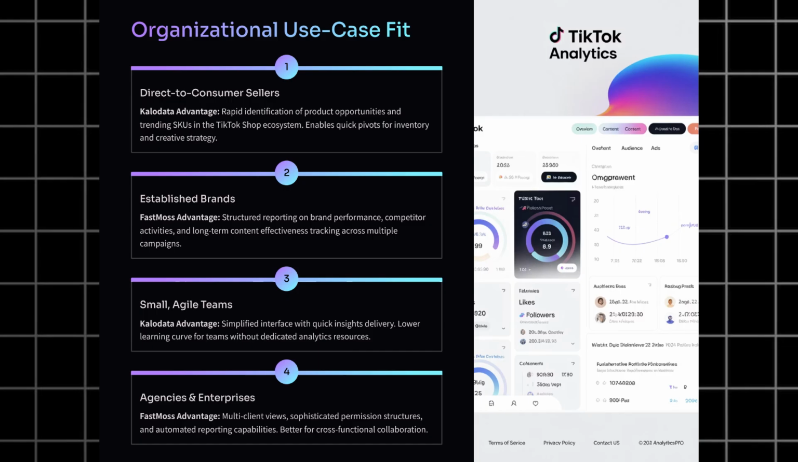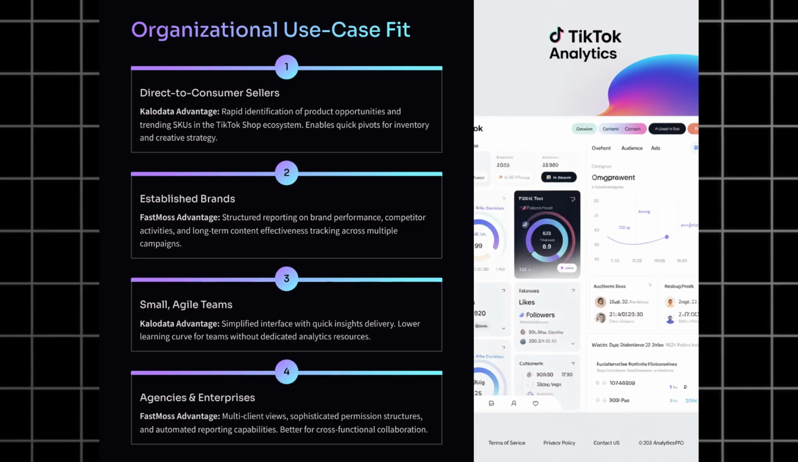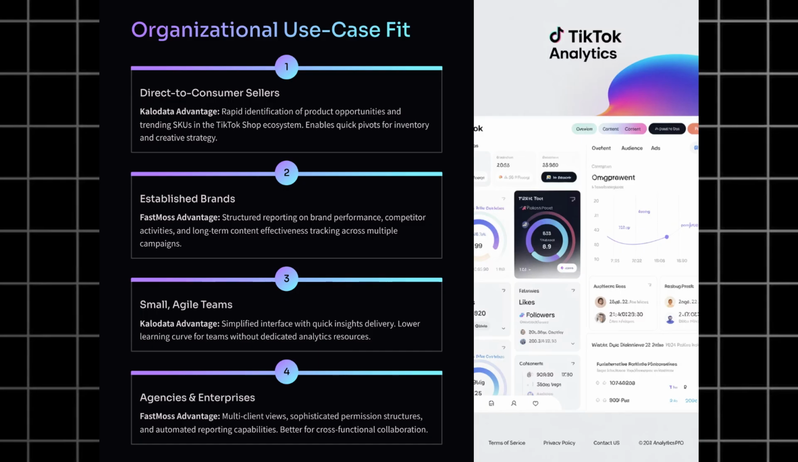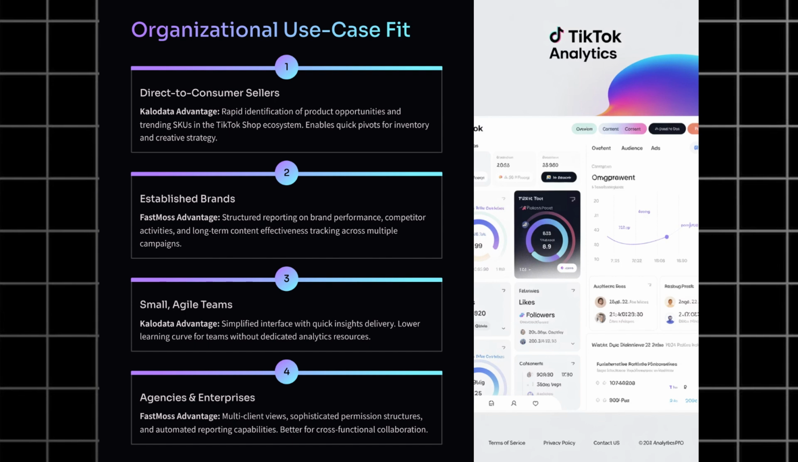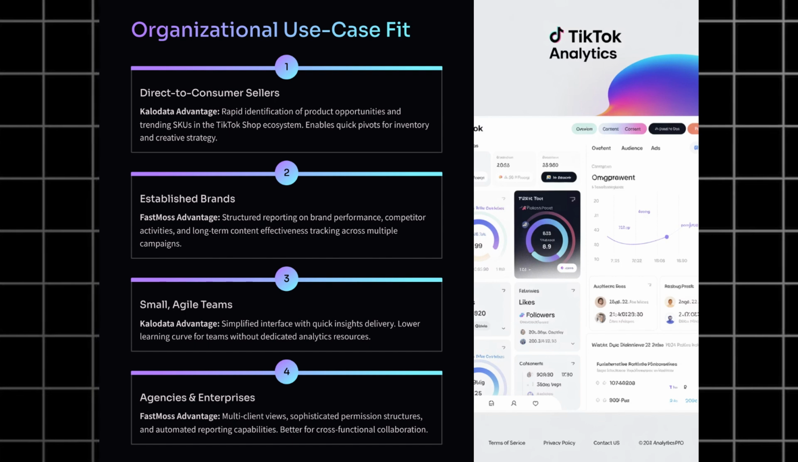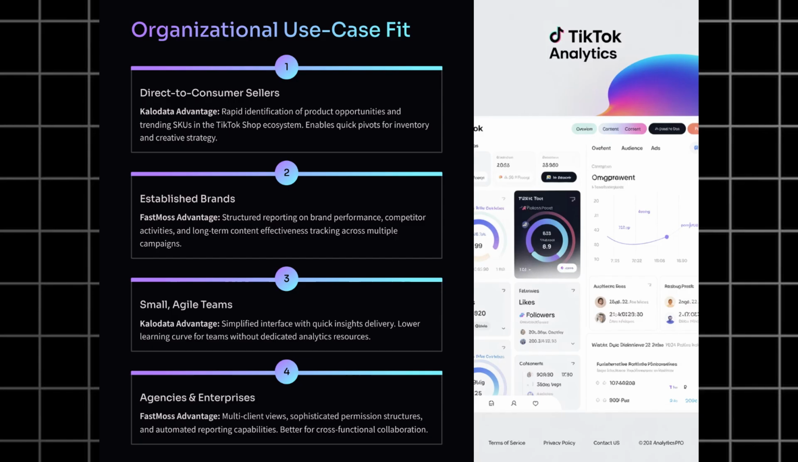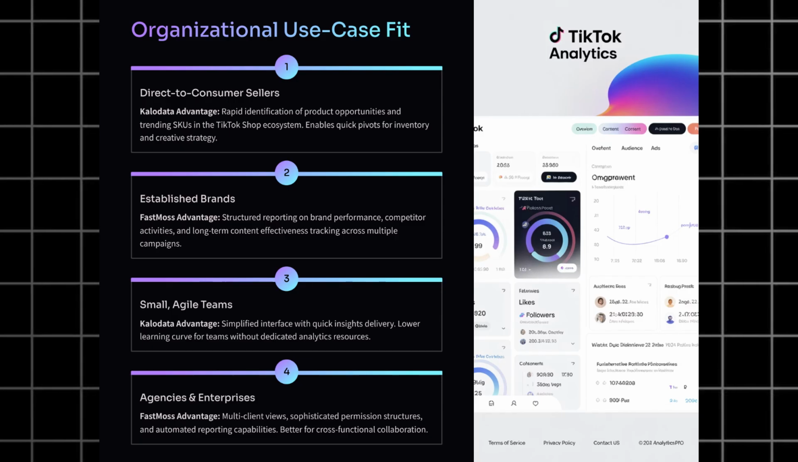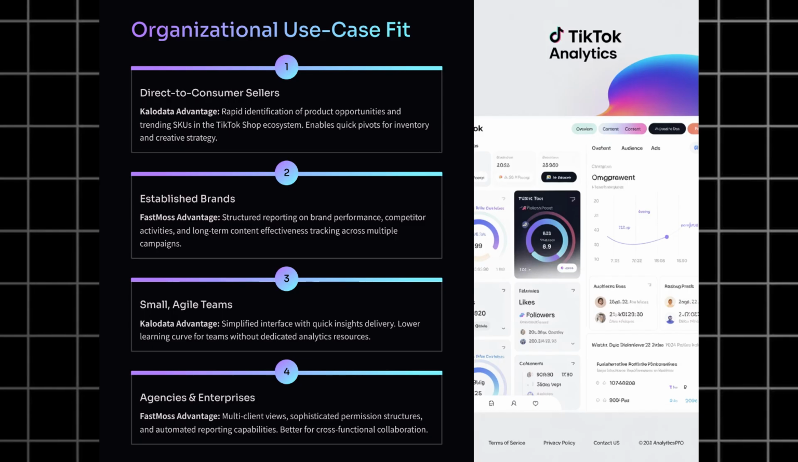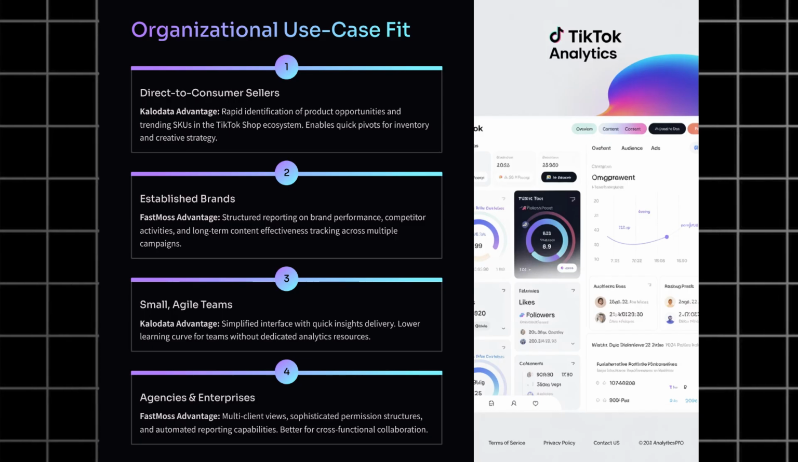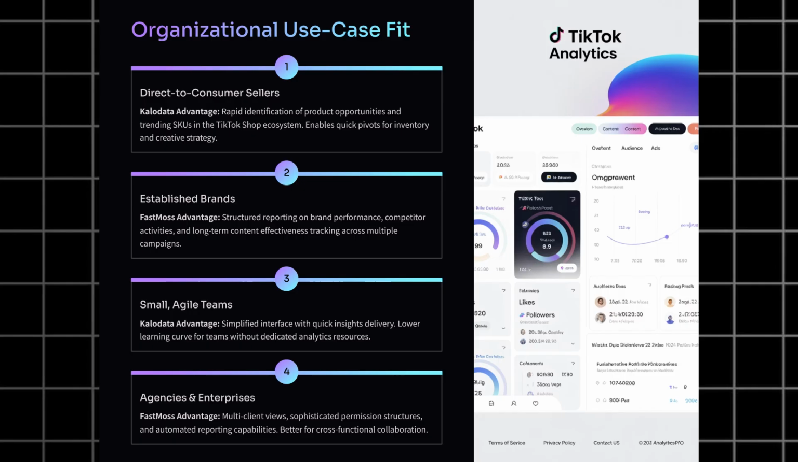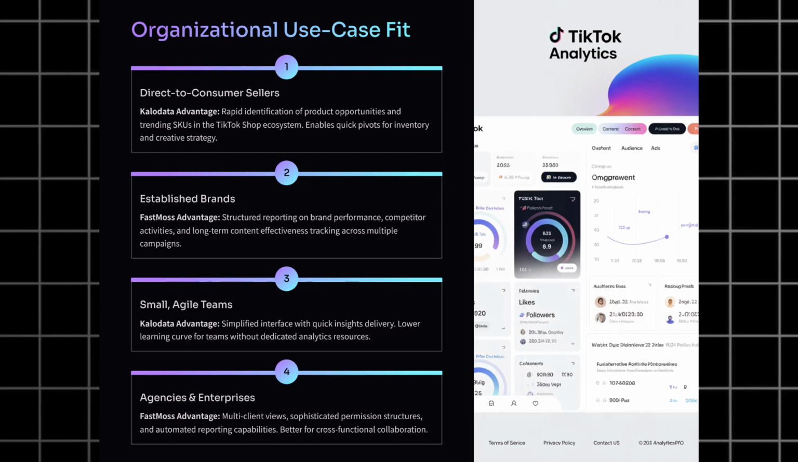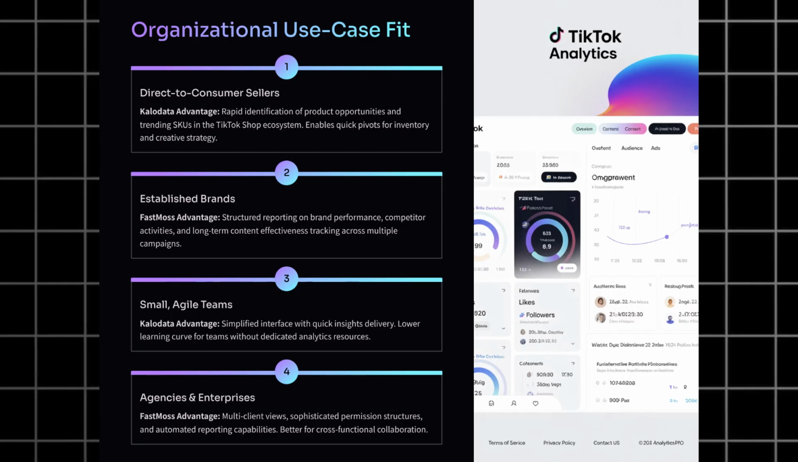Direct to consumer sellers, Kalodata advantage: rapid identification of product opportunities and trending SKUs in the TikTok shop ecosystem enables quick pivots for inventory and creative strategy. Okay. Established brands, FastMoss advantage: structured reporting on brand performance, competitor activities, and long-term content effectiveness tracking across multiple campaigns.